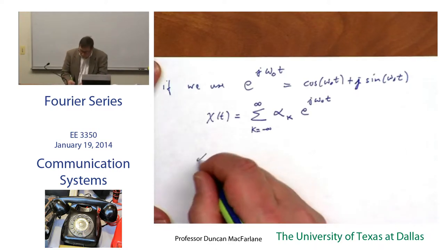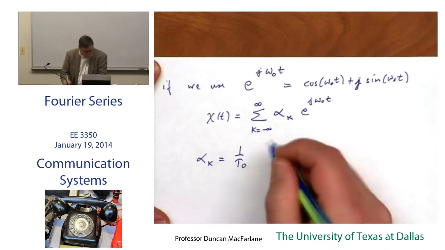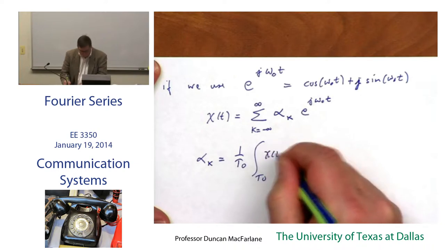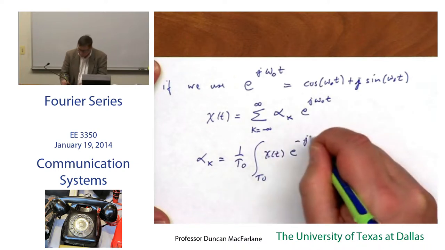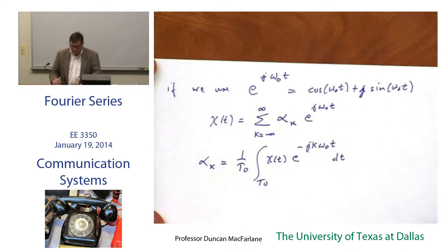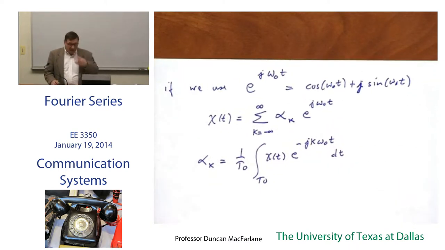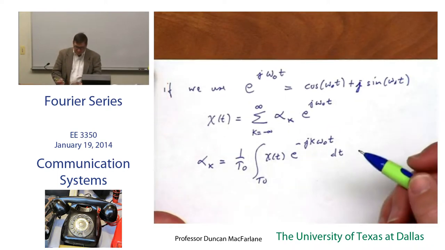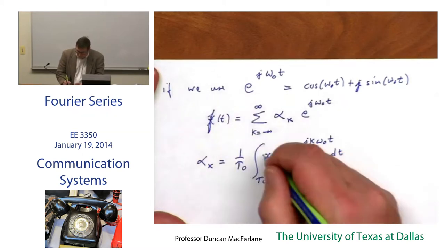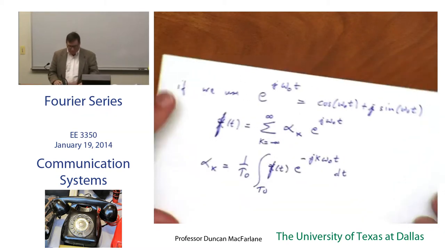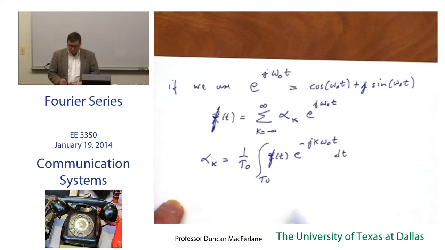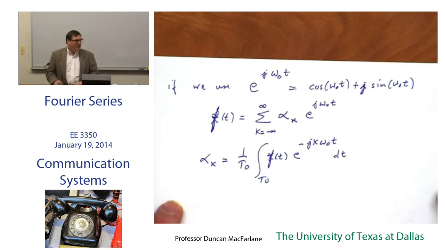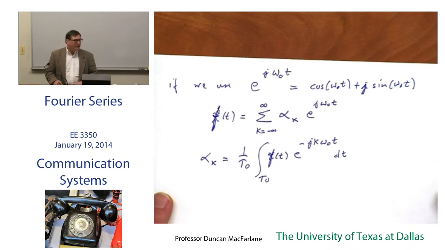And this coefficient alpha sub k is given by the projection of x of t, I guess I should write this as f, since we were looking at f before. It's the projection of the f of t function on the harmonic, but now the harmonic functions are written as complex exponentials. And at first glance, that says, "Wow, we've saved some notation, because now we have alpha sub k instead of a's and b's."